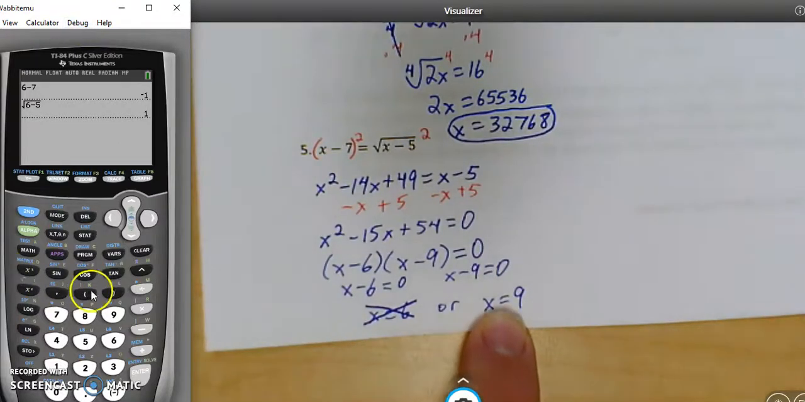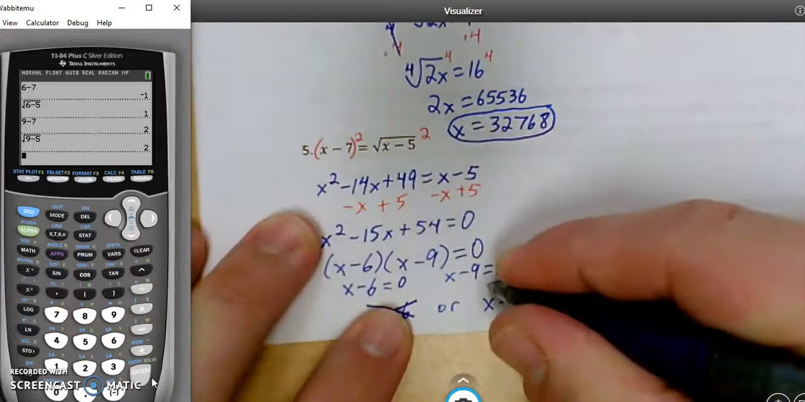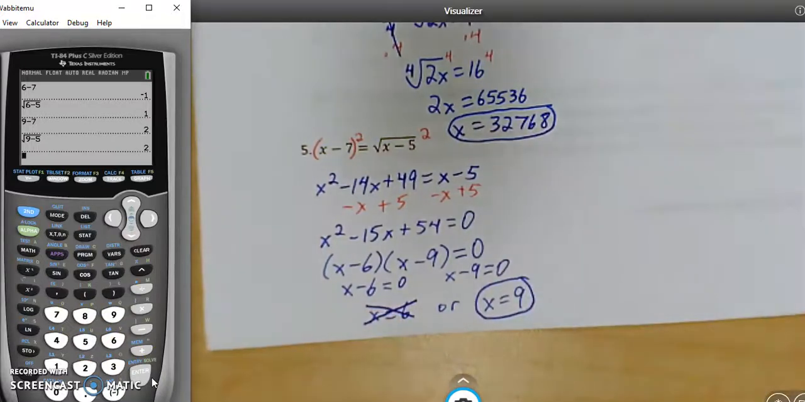However, when I try out 9, take away 7, the left-hand side of the equation, I get 2. And when I do the square root of 9, take away 5, I get 2 as well. So that is a good answer. If everything cancels out as extraneous, then you've got no solution.